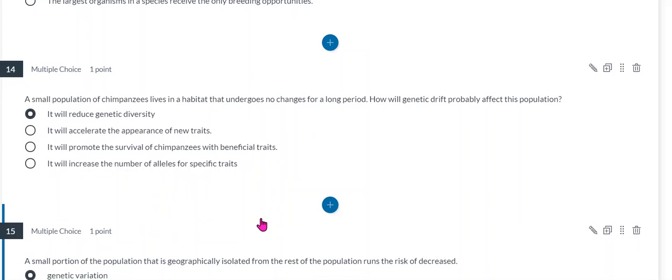Number 14. A small population of chimpanzees lived in a habitat that undergoes no change for a long period. How will genetic drift probably affect the population? Now, again, genetic drift is a sudden loss of genetic variation in a population. It could be due to a natural disaster or some man-made disaster. It kills a large amount of the population from an area. So when those organisms are killed, it will reduce the genetic diversity. So that is the correct answer. We're not going to have quite a lot of differences in the population.